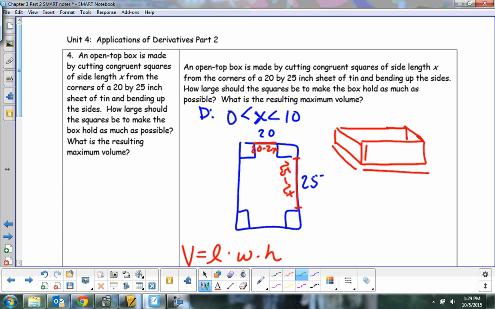So there's actually two questions. How large should the squares be to make the box hold as much as possible? So that part would be 3.681 inches by 3.681 inches. Is that okay? And then it says, what is the resulting maximum volume?